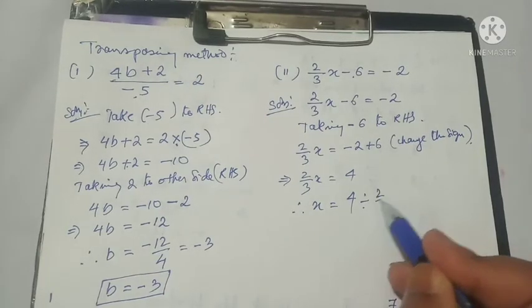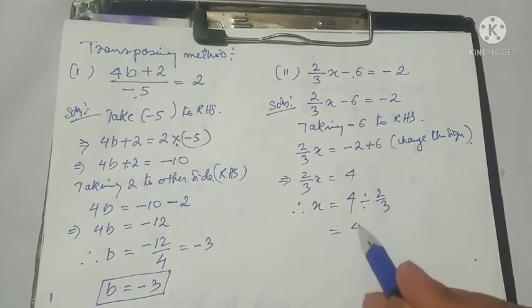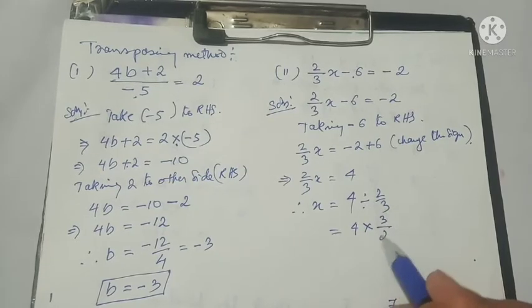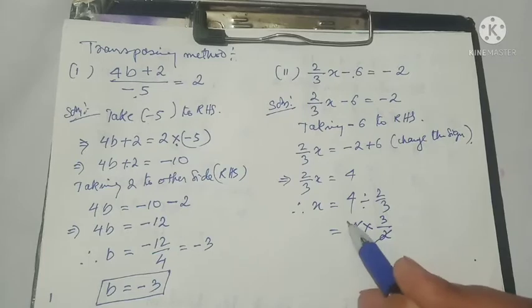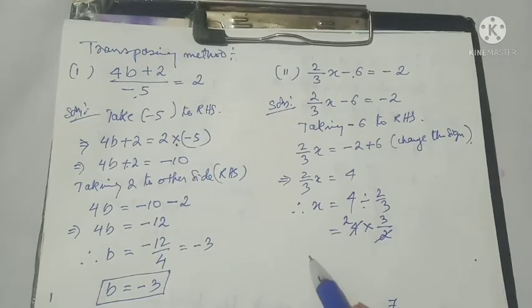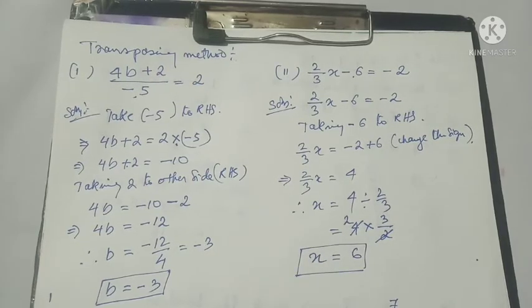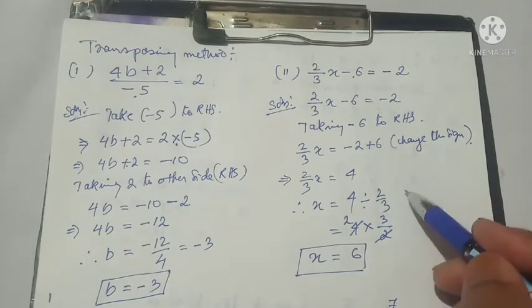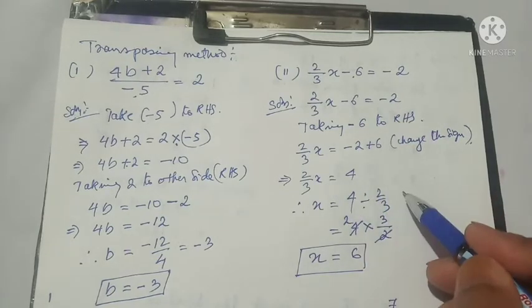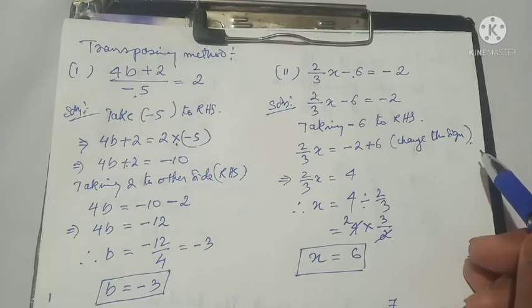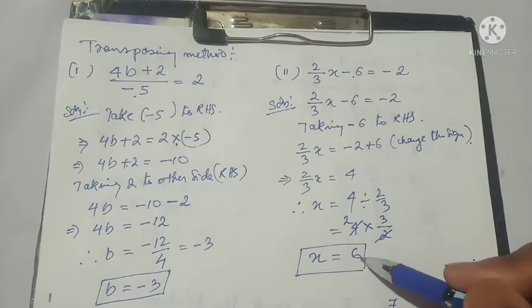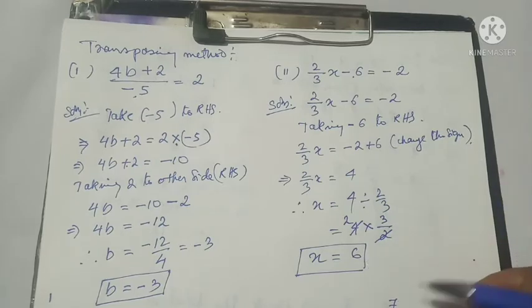divided by 2 by 3. Then 4, this will be the reciprocal. If you take the reciprocal, you will get 4 into 3 by 2. You can reduce it to the lowest terms. This is 2. Then the value of x is equal to 6. Here also you can say that the value of x is equal to 6.